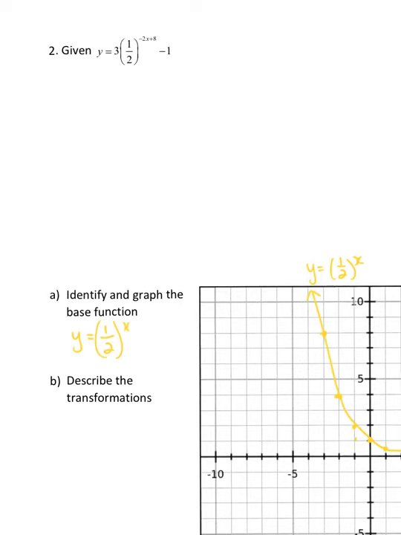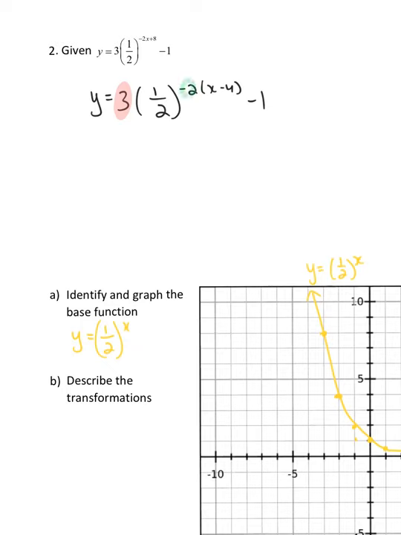So now we are going to take a look at the transformations. The first thing you should notice is that the exponent is actually not in factored form. So that's the first thing I'm going to do, is change that. So it's y equals 3 to the base 1/2, negative 2 bracket x minus 4, minus 1. So that means there is an a value of 3. So there is a vertical stretch of factor 3.